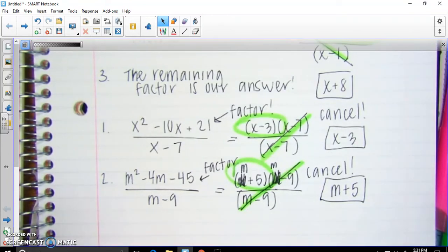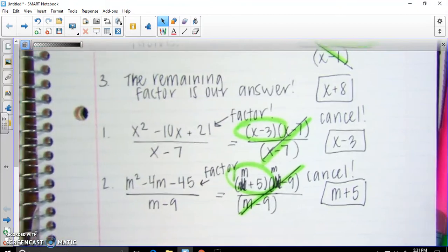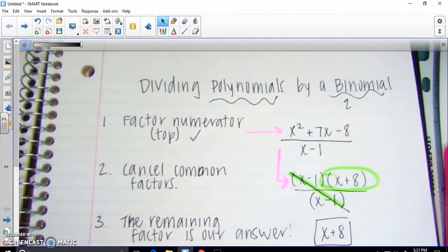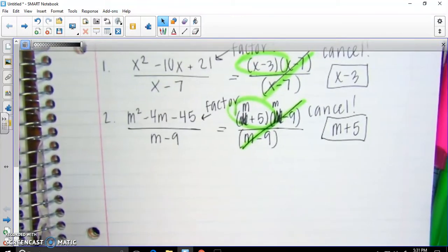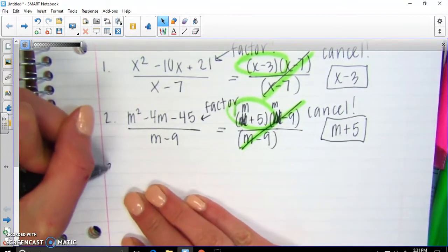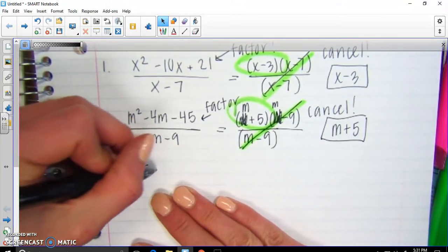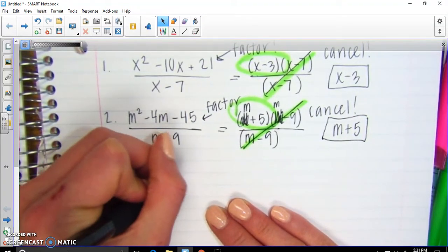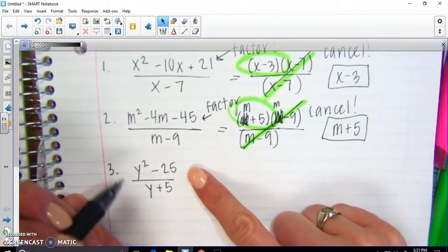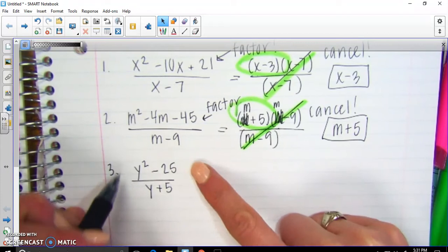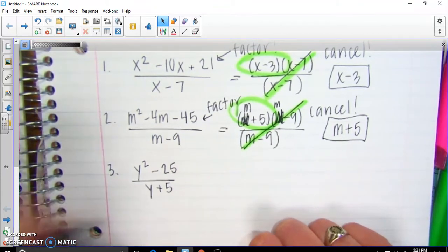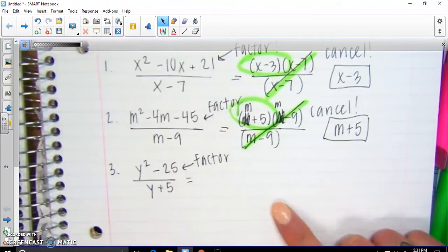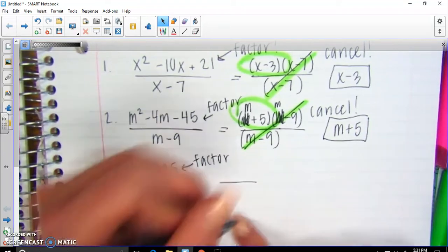All right, what if something looks a little different? We said we're dividing a polynomial by a binomial. Remember, a polynomial can have 3 terms, it can have 2 terms, it's just anything more than 1. So what if we had something like this with 2 terms? Let's say we have y squared minus 25 over y plus 5. This looks a little different because we're used to seeing trinomials over binomials. This is actually a binomial over a binomial, but that's okay. We're going to follow the same steps. We're still going to factor the top. We're going to leave the bottom alone, so the bottom's still going to be y plus 5.